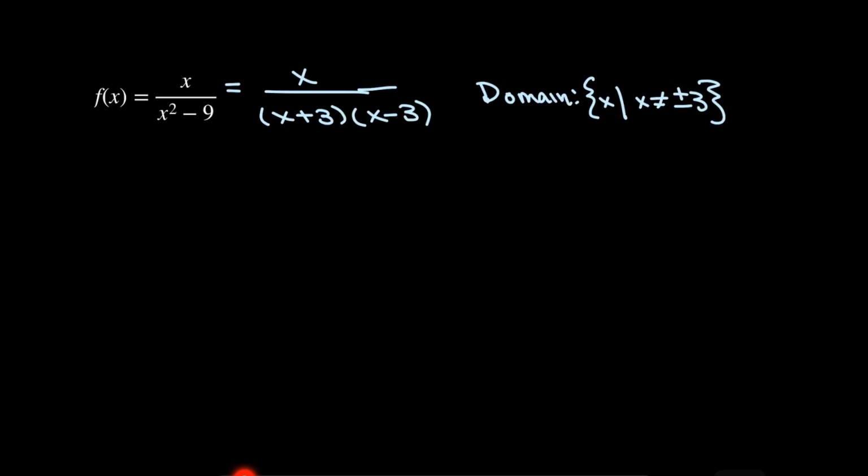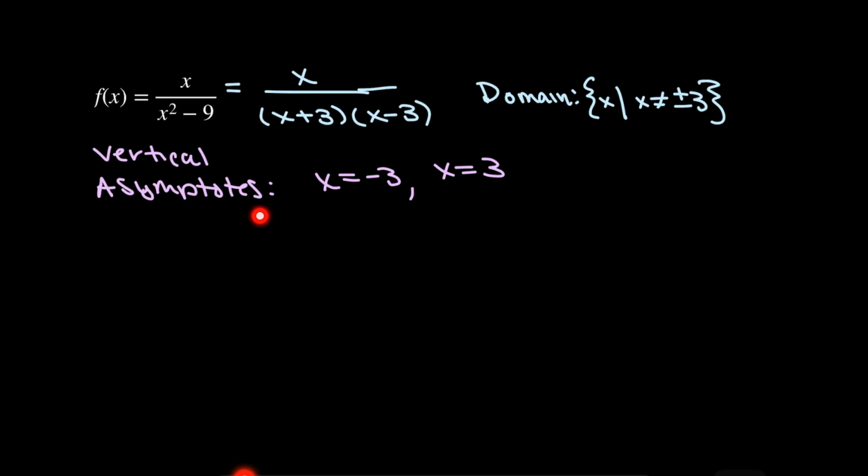Let's take a look at another example. We have the function f of x equals x divided by x squared minus 9. To find my domain, I need to look at the denominator. This is a rational function, and the denominator can't equal 0. So x squared minus 9 can be factored as x plus 3, x minus 3. That has zeros at -3 and +3. So my domain is all numbers except for +3 or -3.